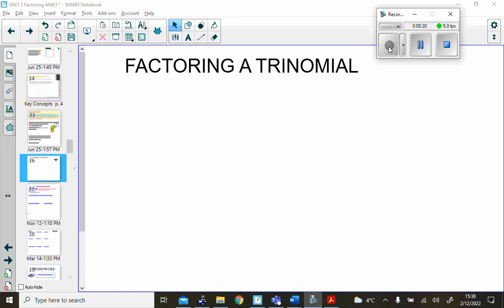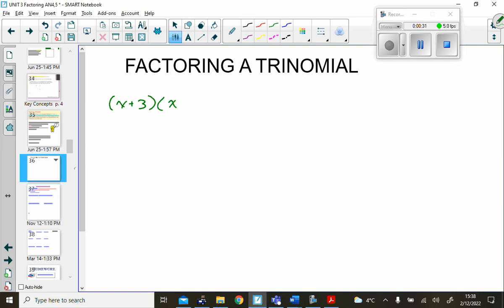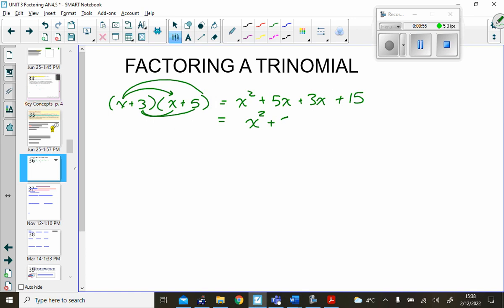So before we get into it, I'm going to take a step back and just remind you how you multiply something. So if you had x plus 3 times x plus 5, and you were multiplying this, we taught you that you multiply the first terms together, you get x squared. The outside terms would be plus 5x. Inside terms would be plus 3x. And the lasts would be 15. And this would simplify to x squared plus 8x plus 15.